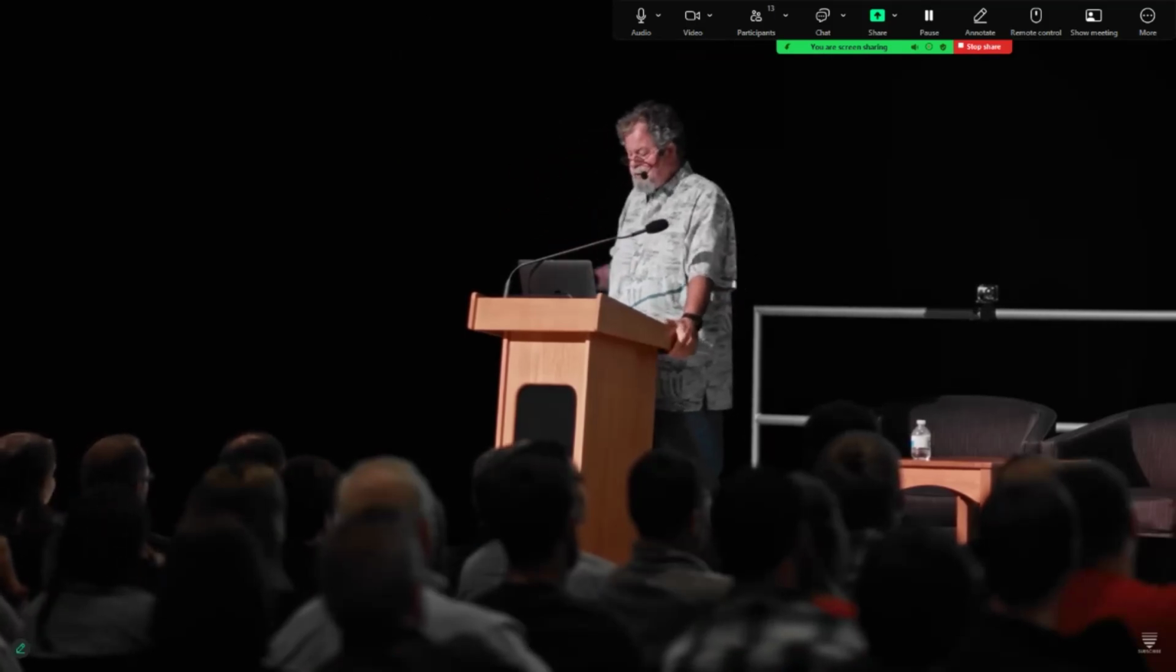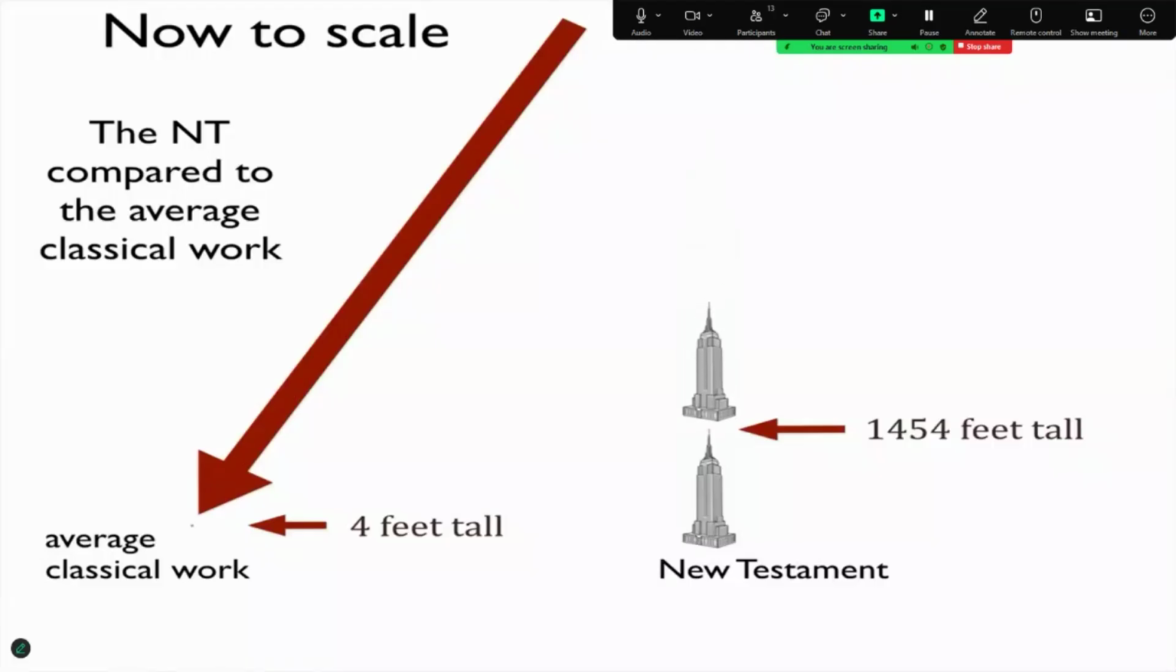But it's not just one Empire State Building. So you have the average classical author. He's got manuscripts that stack up to one podium. The New Testament, we're just talking about the Greek and other versions, just like we are for the classical authors. And we're not talking about the Church Fathers quotations. I have no idea how to quantify that. It's not just one Empire State Building. It's 4.5.